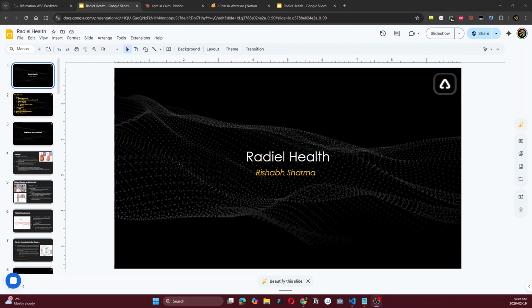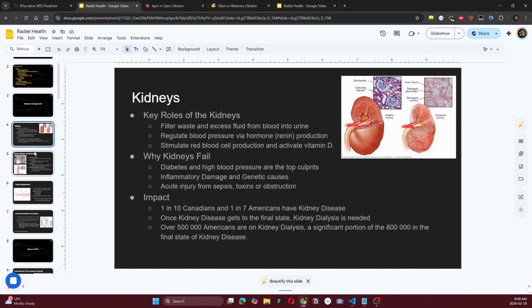So I want to give some medical background first. Kidneys. What are kidneys? You know what they are. They help filter waste and excess fluid from blood into urine. And they fail relatively often if you have diabetes and high blood pressure. Two big things in the West. And it impacts a lot of people. Hundreds of thousands of Americans and Canadians have kidney failure.